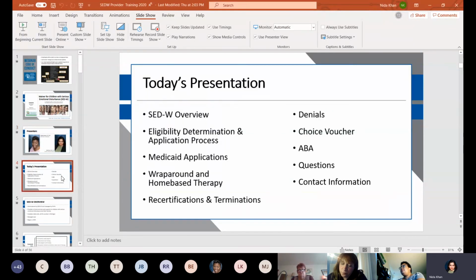So looking at today's agenda, what we will be doing is having a brief overview of what SED waiver is, the eligibility determination application process, where we will talk about Medicaid applications, wraparound and home-based therapy, recertifications and terminations or denials, choice voucher, ABA, any questions, and then we will have our contact information listed at the end in case you guys need to contact us for anything.